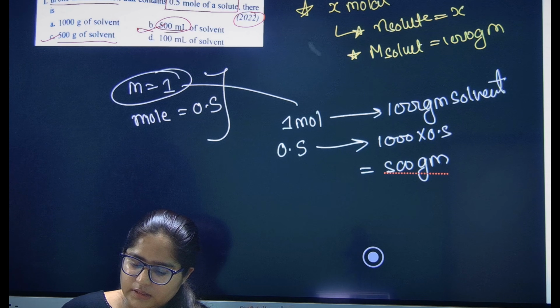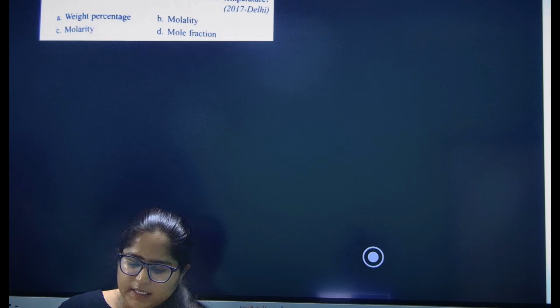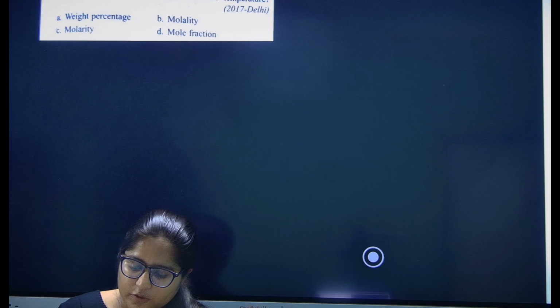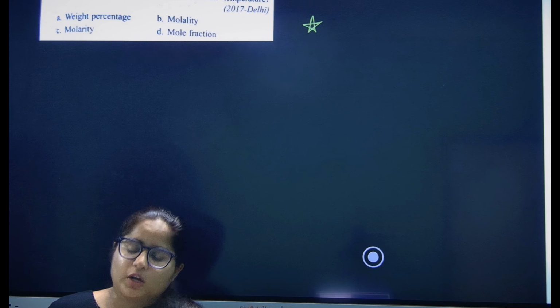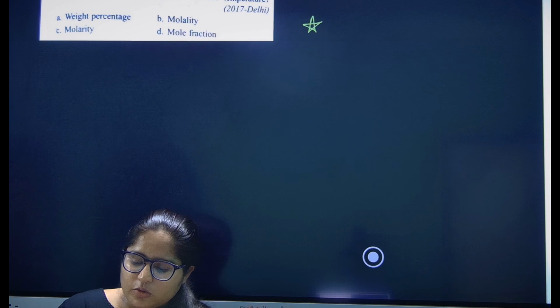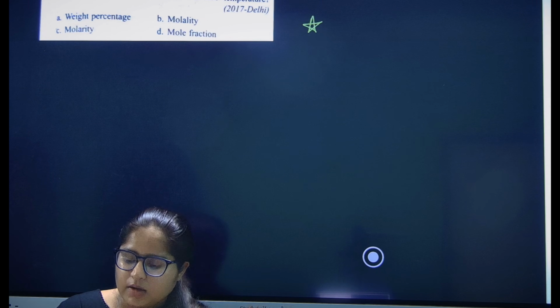Okay. Next, question number 2. Which of the following is dependent on temperature? Those who have not studied from me, for them I am writing 1 star point. Those who have studied from me, do a quick revision. So what was the star point? What was the concept here?